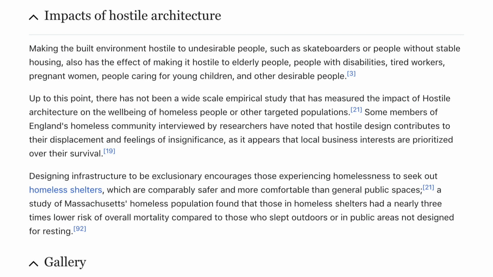A study of Massachusetts' homeless population found that those in homeless shelters had a nearly 3 times lower risk of overall mortality compared to those who slept outdoors or in public areas not designed for resting.